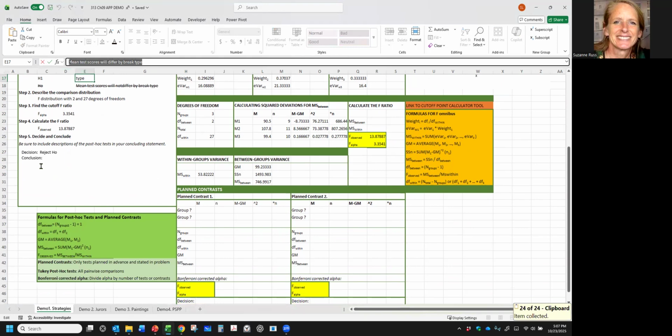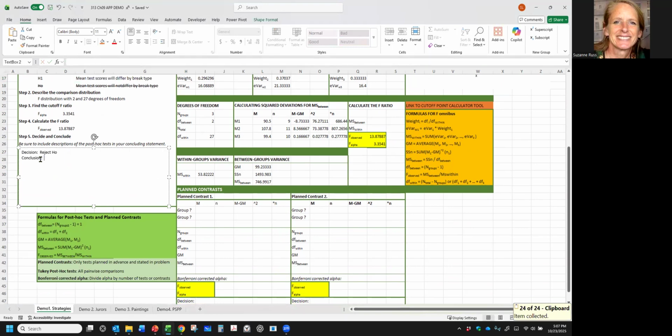So let's just write conclusion. Mean test scores differ significantly according to break type. And we can put our F statistic in parentheses. We put our degrees of freedom, which was 2 and 27. We put our F statistic. Actually, I think I have enough room in this text box, equals 13.88. And the significance we tested at is 0.05.